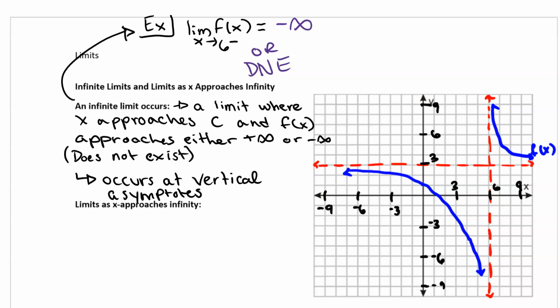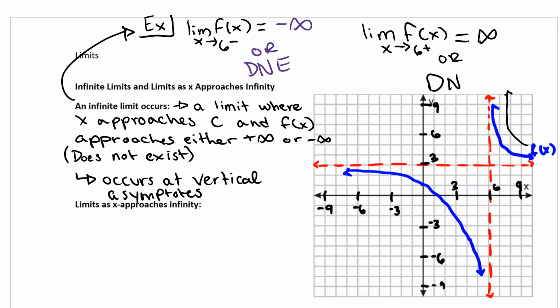And then as we come in from the right, we're on the other curve and we're going up forever. So we've got infinity or does not exist. So both of those cases are infinite limits. Cases where we approach positive or negative infinity when our x approaches a finite value.